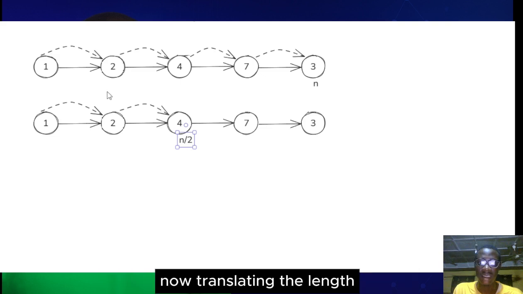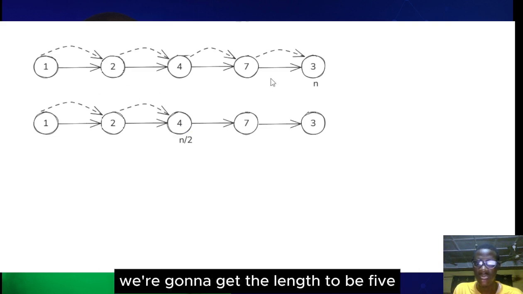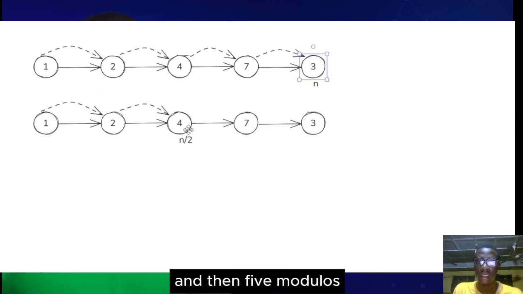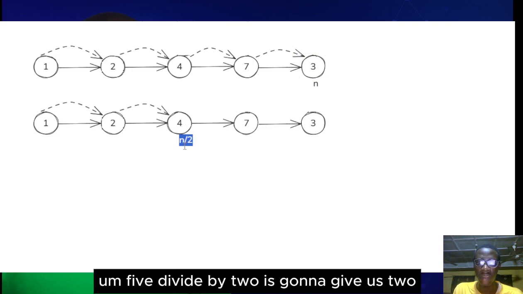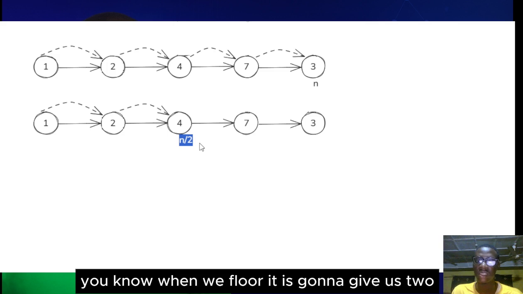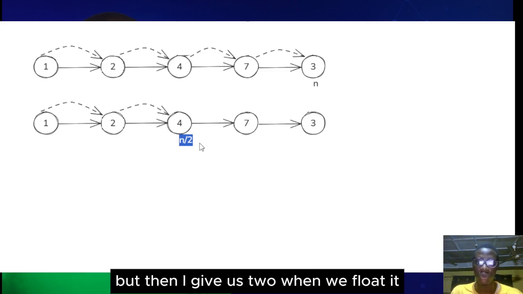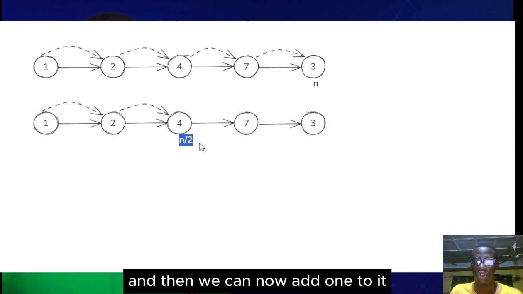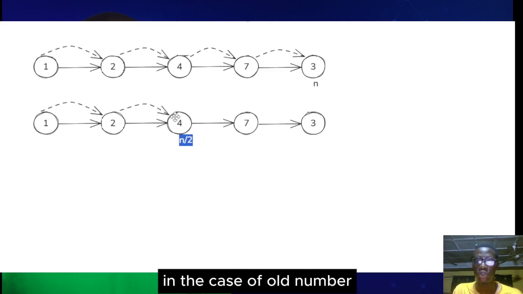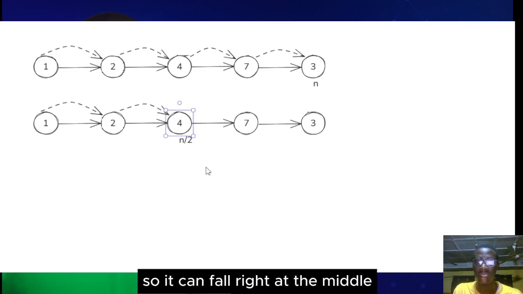In this case, traversing gives us a length of 5, and 5 divided by 2 is actually 2.5, but it gives us 2 when we floor it. Then we add 1 to it in the case of an odd number so it falls right at the middle. So that is quite mathematical.